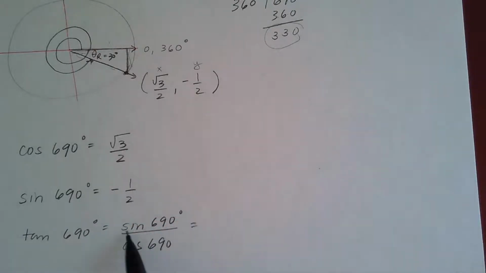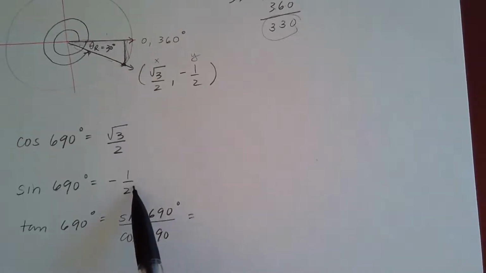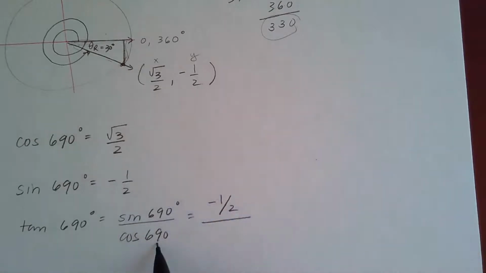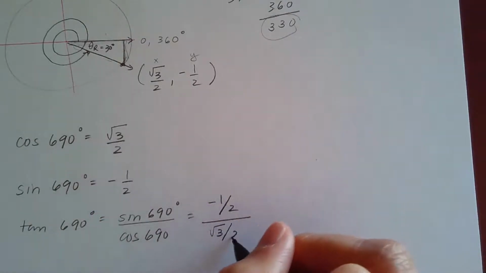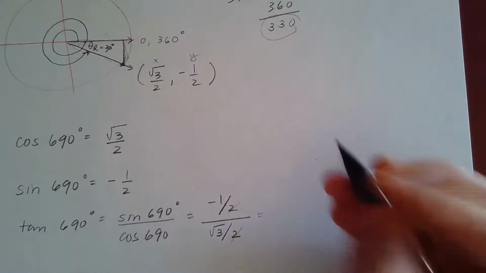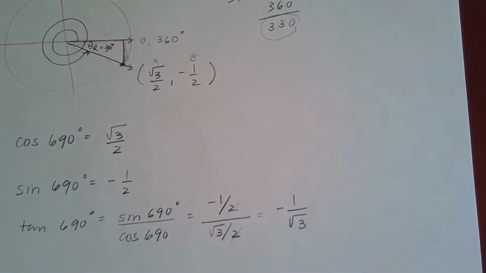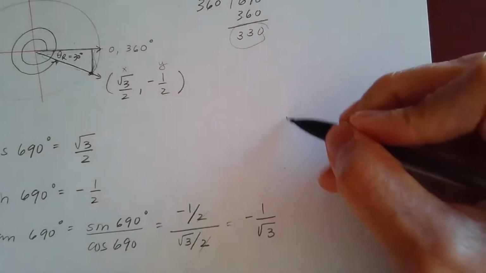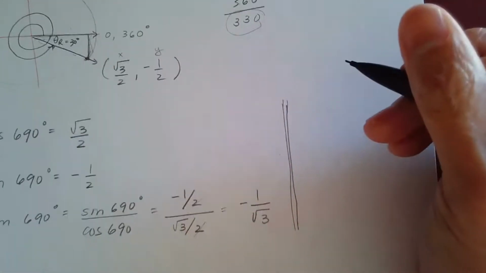Okay, so if the sine of 690 degrees is negative 1/2, and the cosine of 690 degrees is root 3 over 2, if you divide those, you're going to get negative 1 over root 3. Okay, and then from there, we can do the reciprocal ratios.